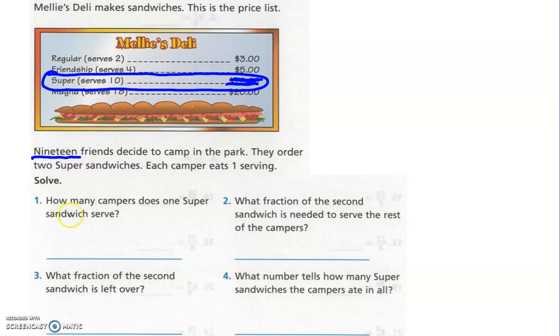Number 1 says, how many campers does 1 super sandwich serve? Well, that's simple. We just look right up there and it shows us that it serves 10 people. So we're going to say that it has 10 servings.